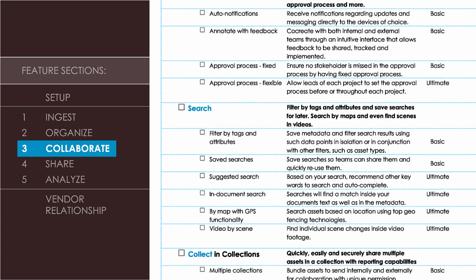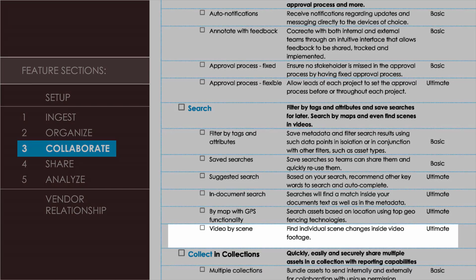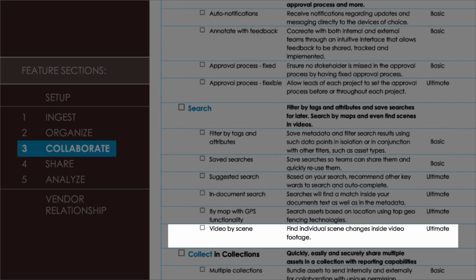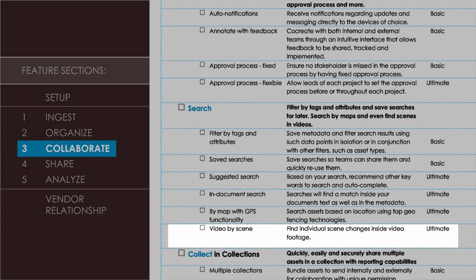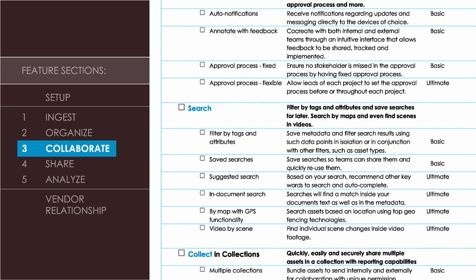All of those things are important. GPS functionality, the video by scene we talked about. Absolutely. We're kind of on the end of collaboration where we really need to put those features in action and actually find the stuff we need to look for. So obviously, this is where the rubber meets the road.